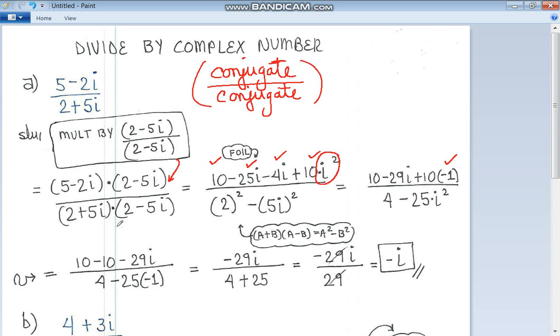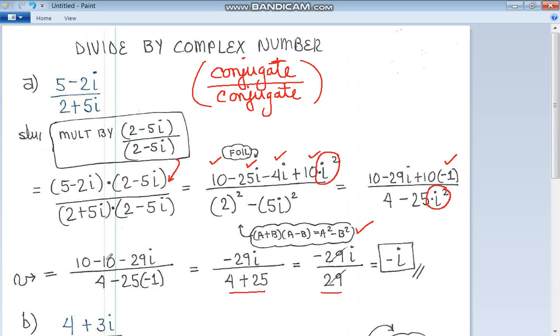Now the bottom's easier because we can use the formula a plus b times a minus b equals a squared minus b squared. So it's 2 squared minus (5i) squared, which becomes 4 minus 25i squared. There's that guy again. That i squared has to be changed to -1. I already changed it up here, I have to change it down below too. So down below I have 4 minus 25 times -1, and -25 times -1 makes a positive 25. 4 plus 25, so I get 29 on the bottom.